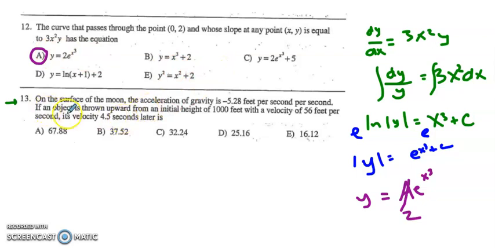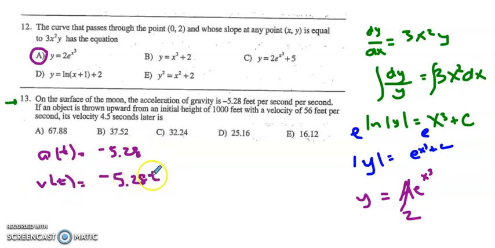Second problem is a position, velocity, acceleration problem on the moon, where they're telling us that acceleration is negative 5.28 feet per second squared. And then they're telling us an object is thrown upward. They give us an initial height and an initial velocity. So I'm going to start with acceleration is a constant negative 5.28. I'm going to integrate that to velocity with the power rule, negative 5.28t, and then plus my initial velocity, which they tell me is 56.